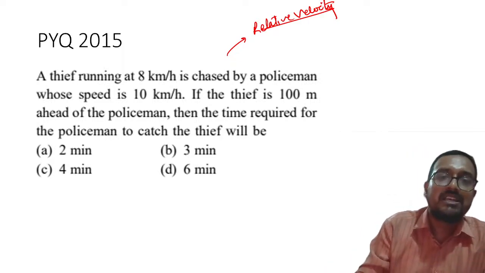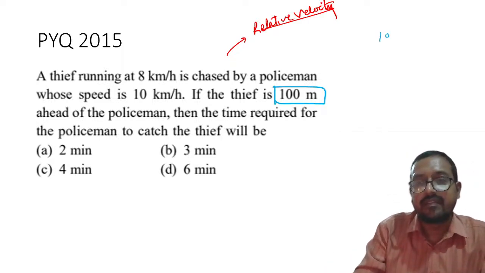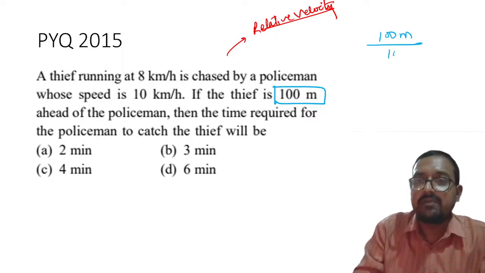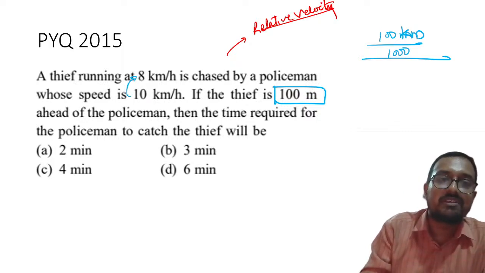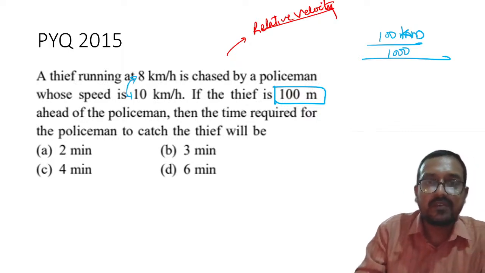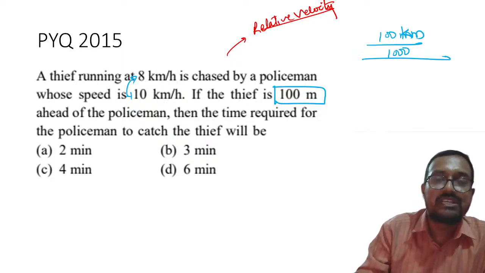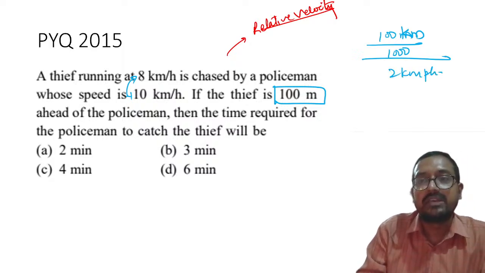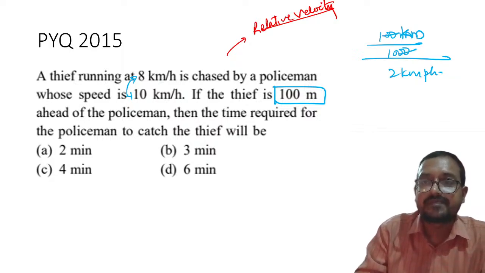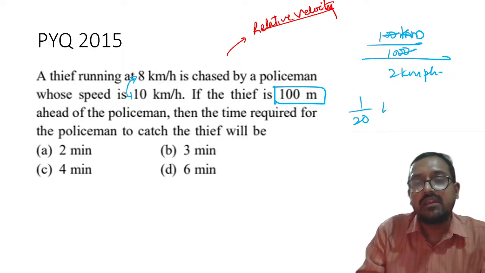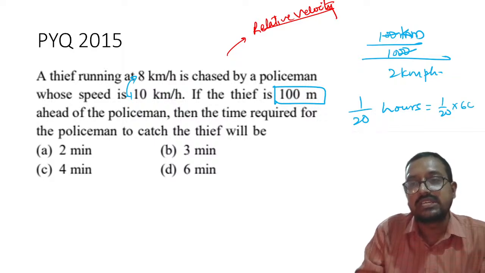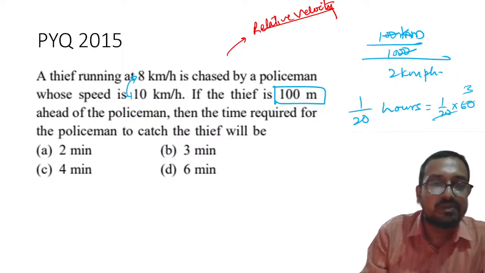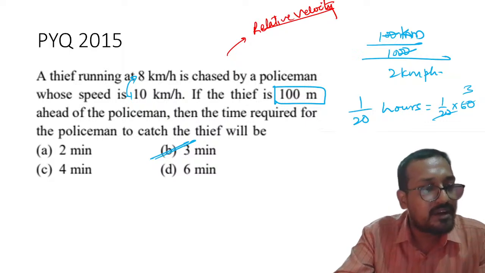Now a thief is running. My dear students, what is the distance? 100 meter is the distance. If I divide it by 1000, it will become kilometer, right? Now, what is the difference between these two? The difference between these two is relative velocity, 2 kmph. Please remember, if I solve this, I will get how much? 1 upon 20 hours, right? If I convert it into minutes, 1 upon 20 into 60, that is equal to 3. So 3 minutes will be the answer. B is the correct answer, right? Understood?